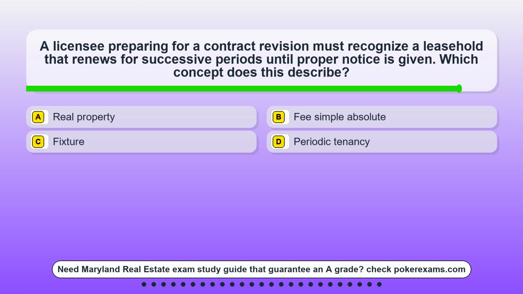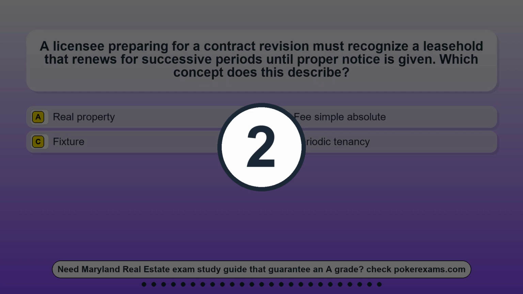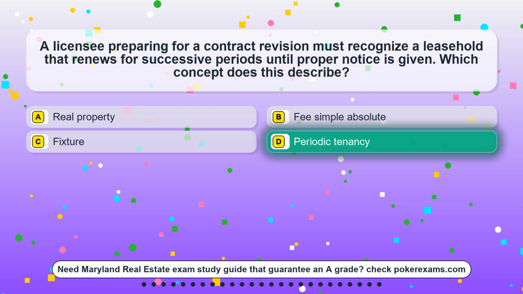Question 14. A licensee preparing for a contract revision must recognize a leasehold that renews for successive periods until proper notice is given. Which concept does this describe? Option A, real property. Option B, fee simple absolute. Option C, fixture. Option D, periodic tenancy. The correct answer is option D, periodic tenancy.